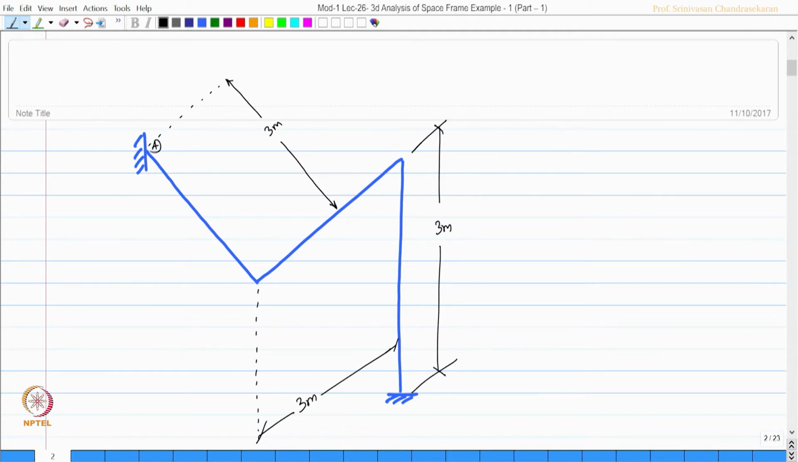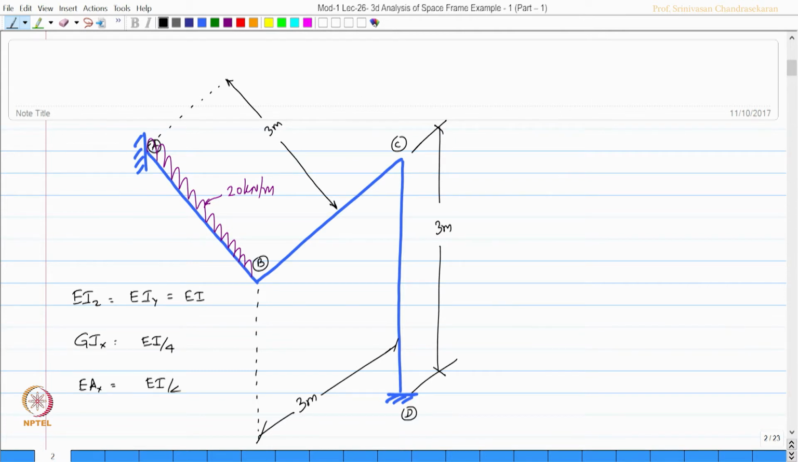Let us mark the nodes as A, B, C and D. Let us say it is subjected to some uniform distributed load as shown on the screen now. The load intensity is 20 kilonewton per meter. The problem has certain constants, let us write them down. EIZ value is the same as EIY value, which is simply EI. GIX, that is the torsional constant, is taken as 1/4 of EI, and the axial rigidity constant is again taken as 1/4 of EI.